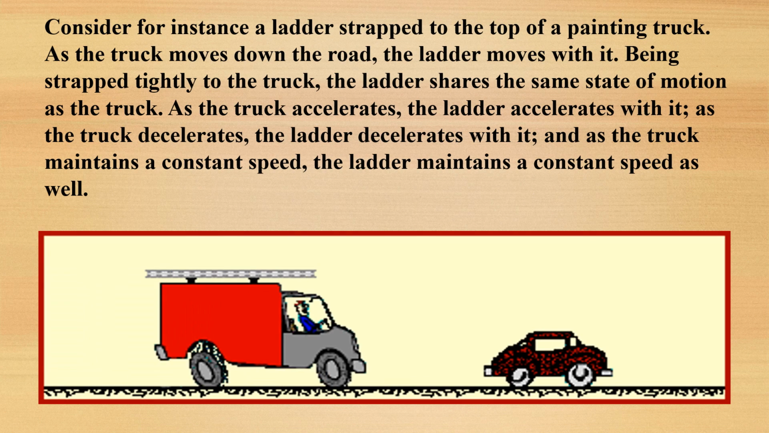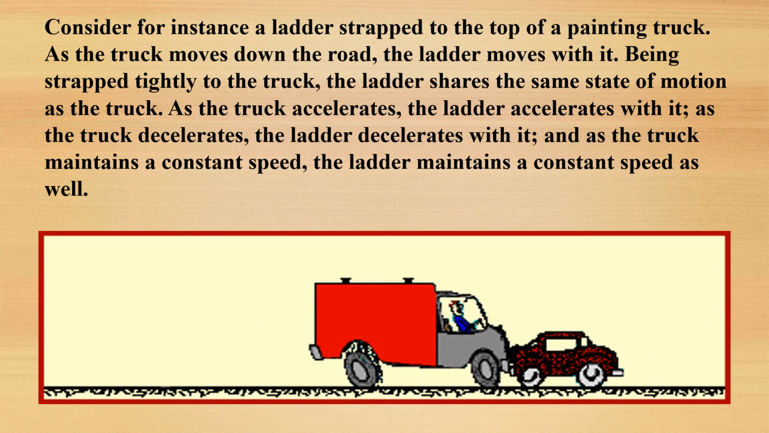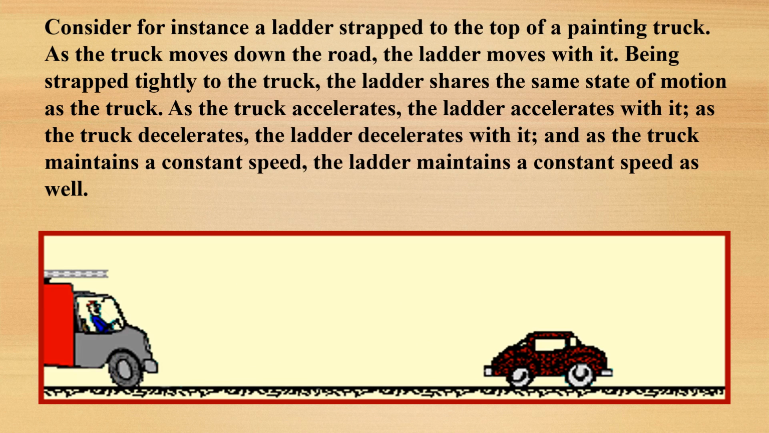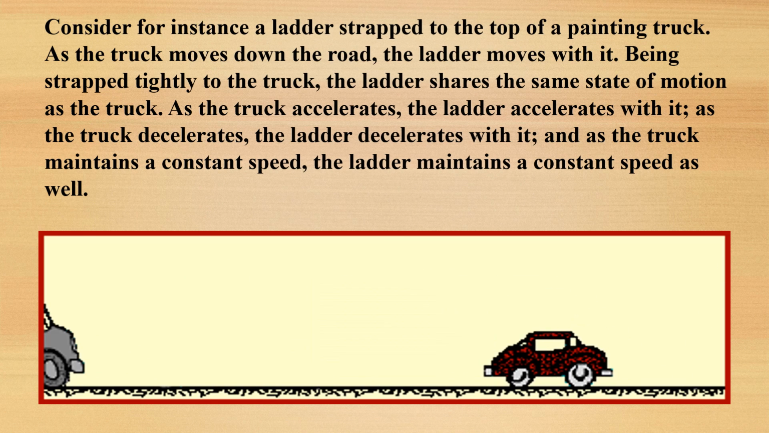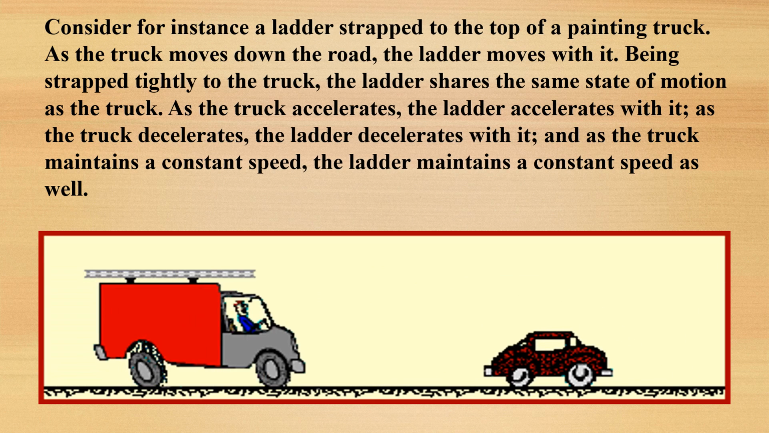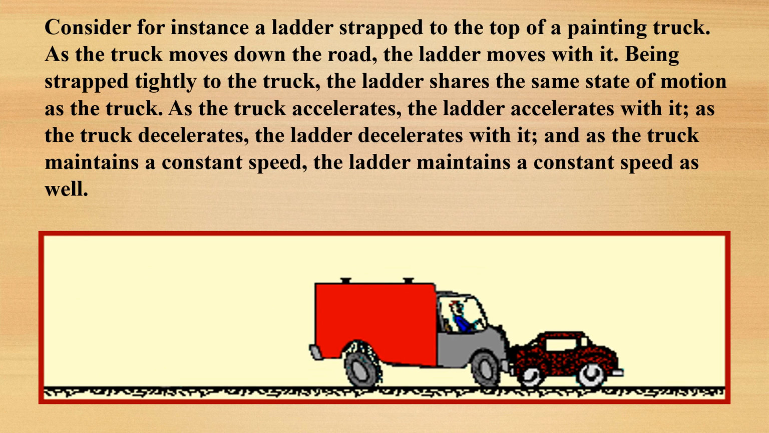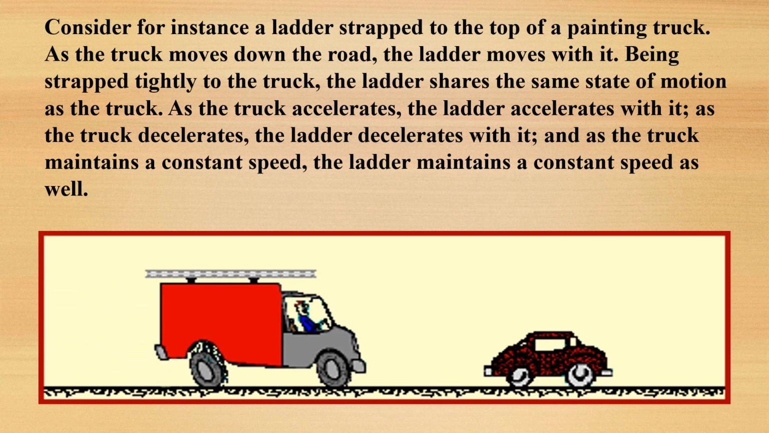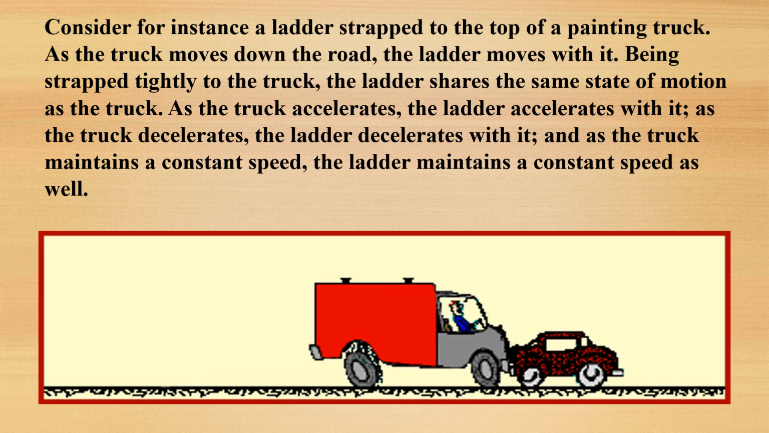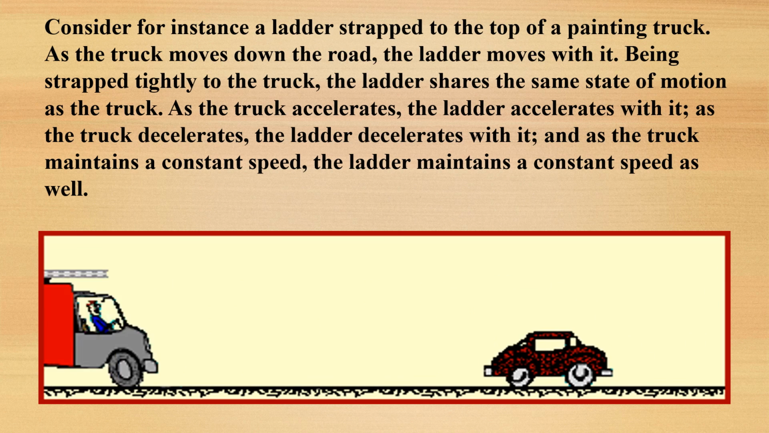Consider, for instance, a ladder strapped to the top of a painting truck. As the truck moves down the road, the ladder moves with it. Being strapped tightly to the truck, the ladder shares the same state of motion as the truck. As the truck accelerates, the ladder accelerates with it. As the truck decelerates, the ladder decelerates with it. And as the truck maintains a constant speed, the ladder maintains a constant speed as well.